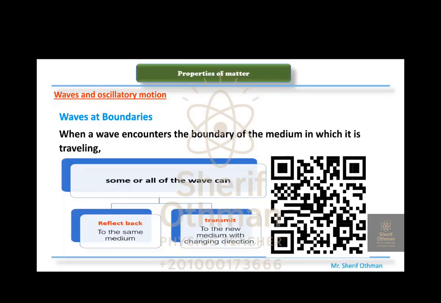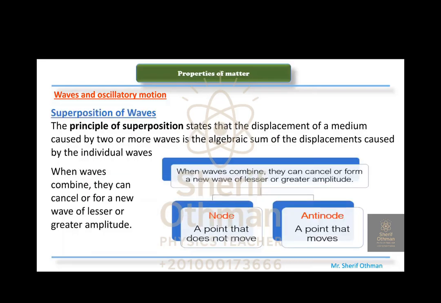When a wave encounters the boundary of the medium in which it's traveling, some or all of the wave can reflect back or transmit. Reflect back to the same medium, or transmit to a new medium, changing its direction or some of its properties, as we're going to study later.